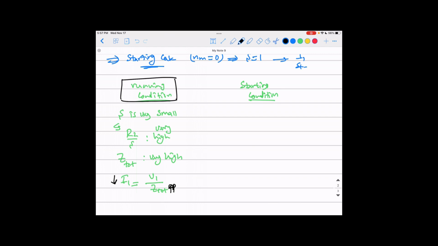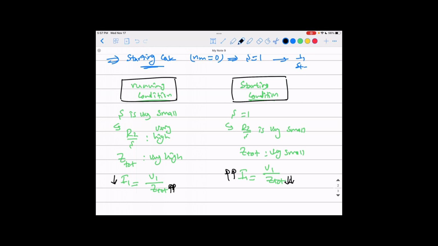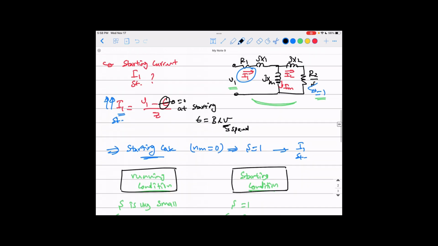Okay. What about the starting condition of the machine? S equals 1. That means R2 over S is very small. So the total impedance is very small. So if you want to calculate I1 again, which is V1 over Z total, now this Z total is very small. That means this current will be very high. And that just tells you why the starting current is very, very high here, guys. So that's the whole point.